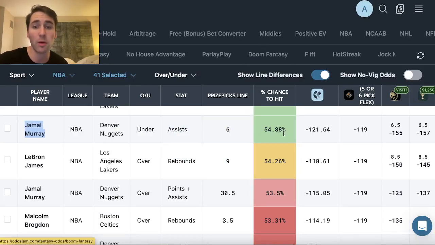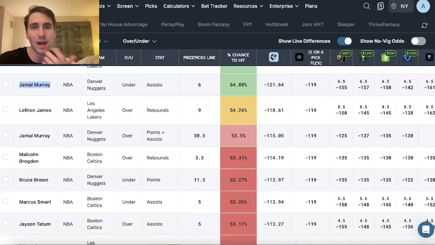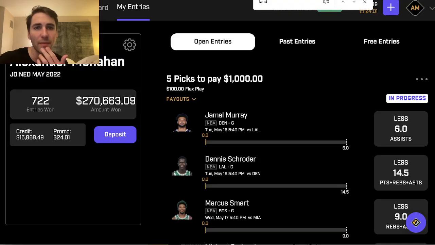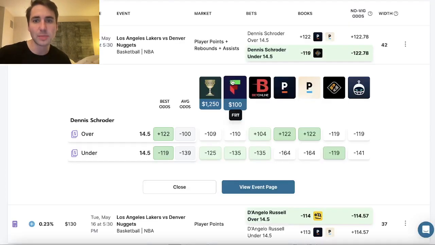So that's the second player prop I included, and it's pretty simple. Why do I like this bet? Because it's winning 54.88% of the time, according to the Fantasy Optimizer, and that's above the breakeven number of 54.25%. So it's a profitable player prop to go with on PrizePicks.